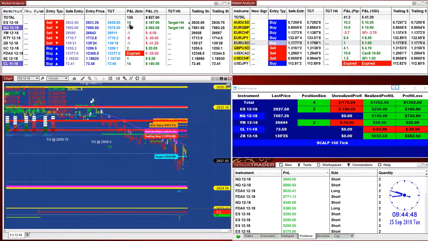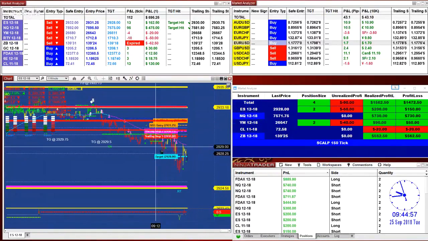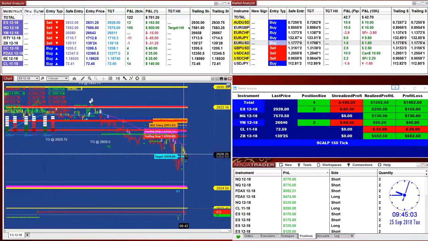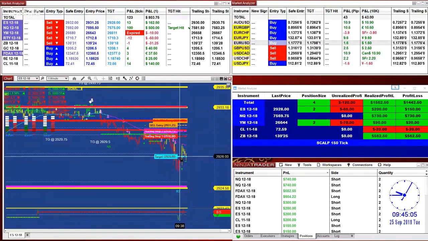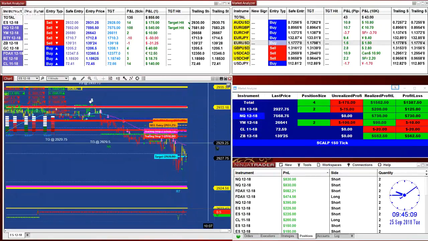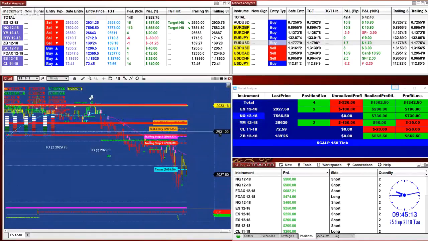As an example, now the target has hit on the ES, and we're about to probably get a new signal. The target for that trade was 15 ticks, target hit, and now we are waiting for a long trade. As long as this market was short, we take one trade, and now we are waiting for a new signal, and then we hit the long. This way, you can avoid all the chops in the market.